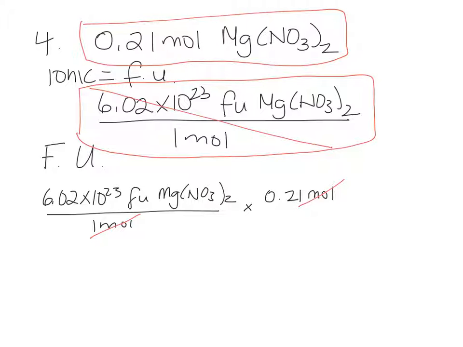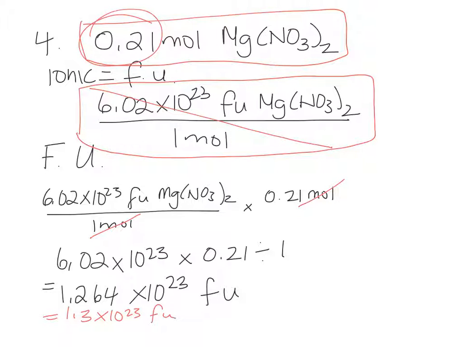So when you type this in your calculator, you multiply any number on the top, and divide by every single number that's on the bottom. So in your calculator, you would type 6.02 to the exponent 23rd times 0.21 divided by 1. We can only have 2 sig figs in our answer.